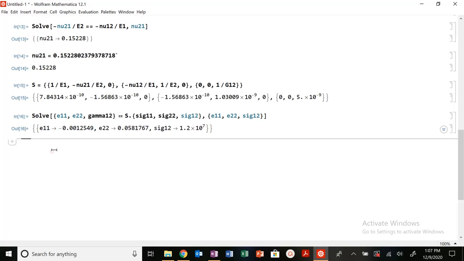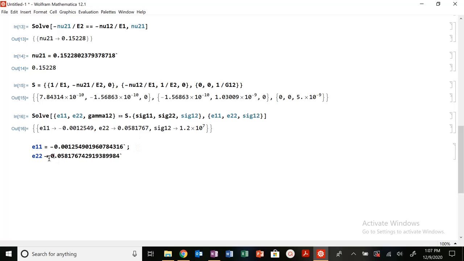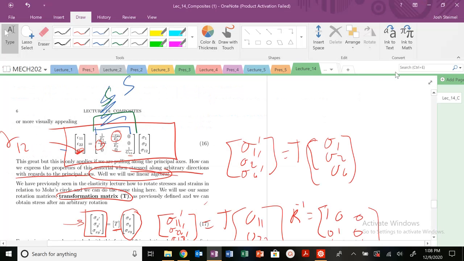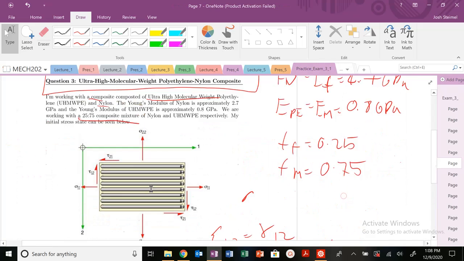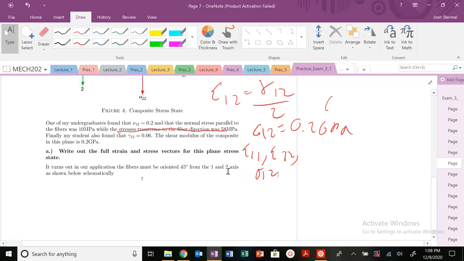So I could set those. E11 is equal to this. My E22 is equal to this, right here. And then finally my sig12 is equal to this. There we go. Make sure that sig12 looks fine. All right. So those are my stresses in that initial system, what the problem was asking for: the full stress and strain vectors for this plane stress state in that initial system.